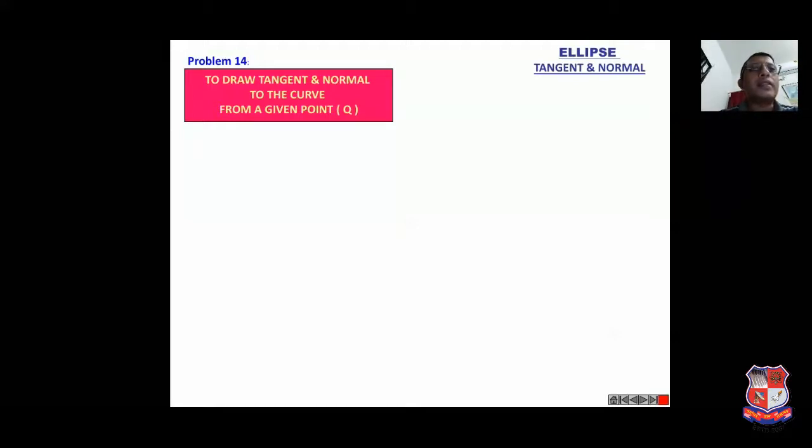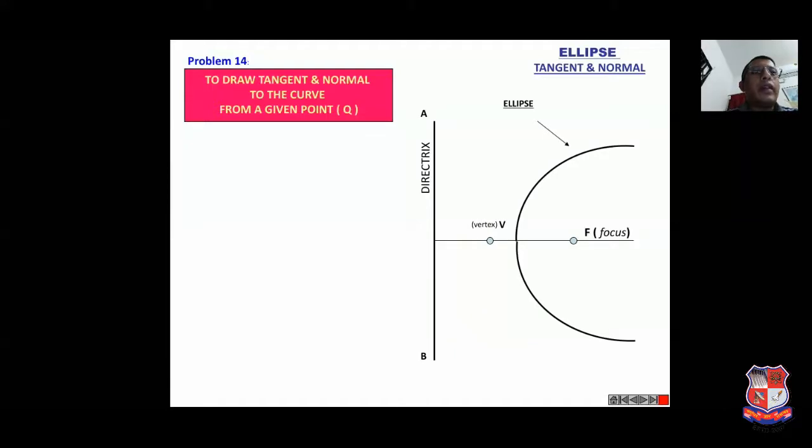So, let us consider a numerical: what is given to us is to draw a tangent and normal to the curve from a point Q. So here AB is our directrix, V is vertex, F is focus and the curve given is our ellipse. So how can we draw a tangent and normal to this curve?